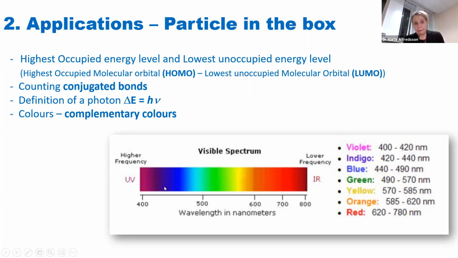And if you just remember, the visible spectrum, so colors, have wavelengths from 400 to about 800. If we have lower energies, so higher wave numbers, it's above 800. And if it has very short wavelengths, as we saw from the particle in the box, the shorter the wavelength, the higher the energy, we are in the UV-VIS part of the spectrum.